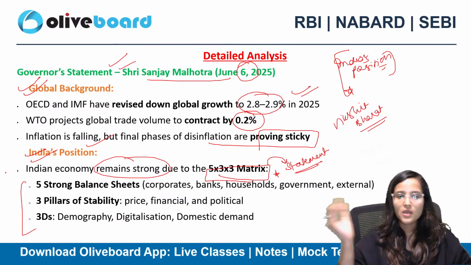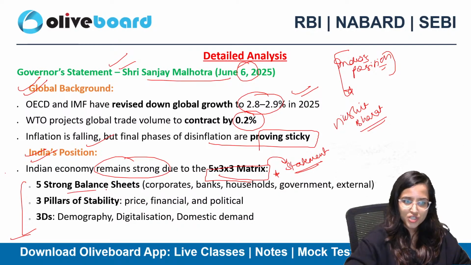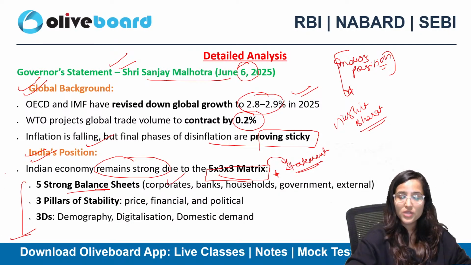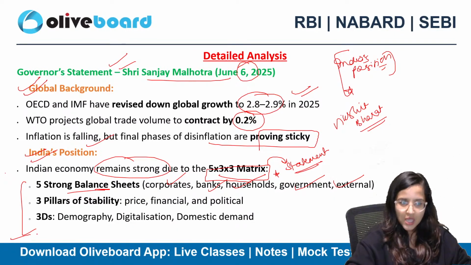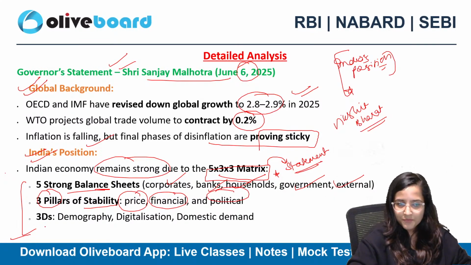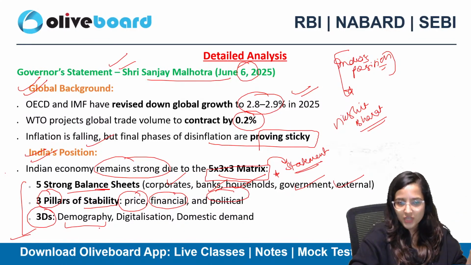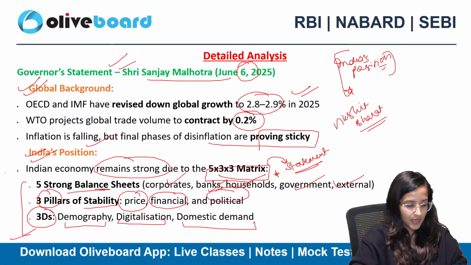So in an essay you can use the 5 by 3 by 3 matrix, which is: we have 5 strong balance sheets. Balance sheets of corporates, banks, households, government, and external balance sheets are all quite strong. We have 3 pillars of stability: price stability, financial stability, and political stability. Our 3 Ds are very strong. We have a good demographic dividend, we are focusing on digitalization, and we are boosting domestic demand.